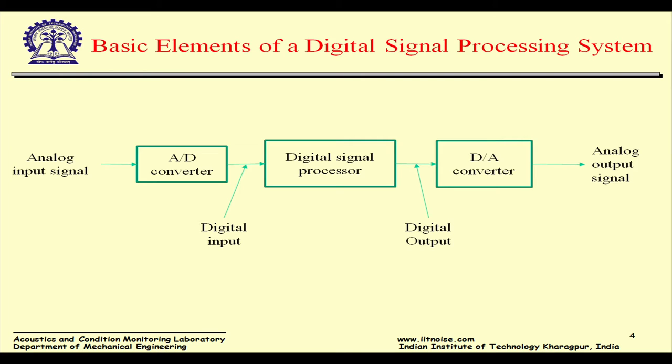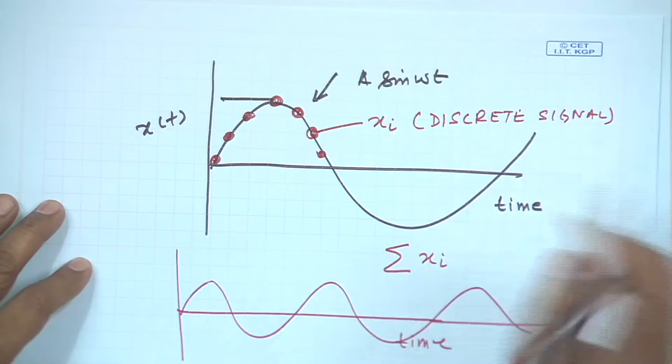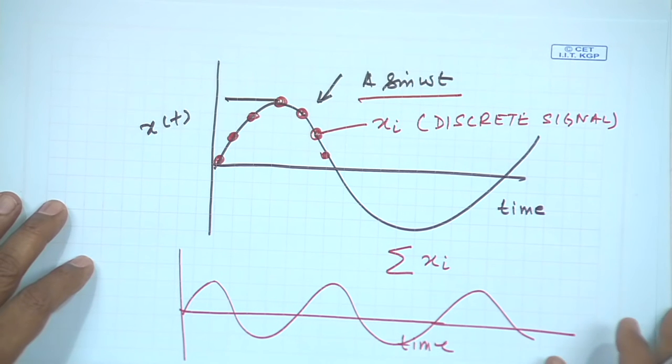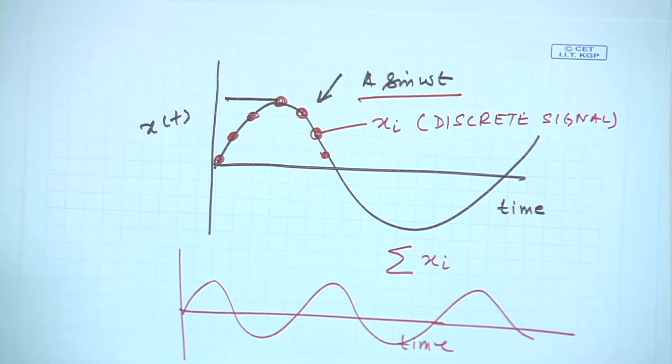I can do certain analytical processing only if I know the mathematical equation behind that signal. If I give you a signal x(t) is equal to A sine omega t, and I asked you to find out the mean, RMS, I'm sure all of us must have done in our first year circuits course, finding out the crest factor of the signal.